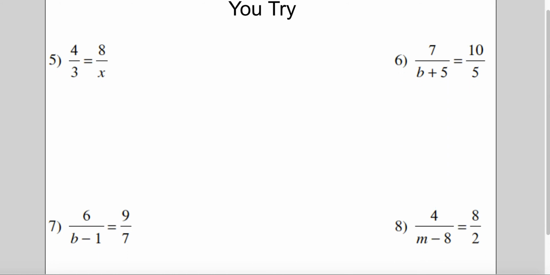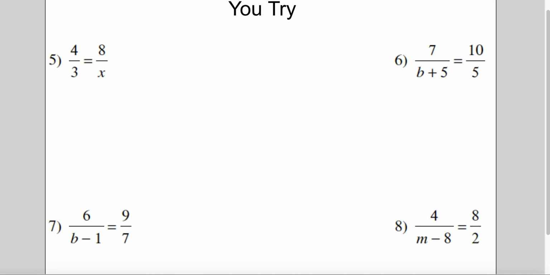I'd like you to take a few minutes and try these on your own. When you click or let the screen continue, it is going to show you all 4 answers at once. So make sure you solve all 4 problems before you check the answers. Go ahead and pause now.